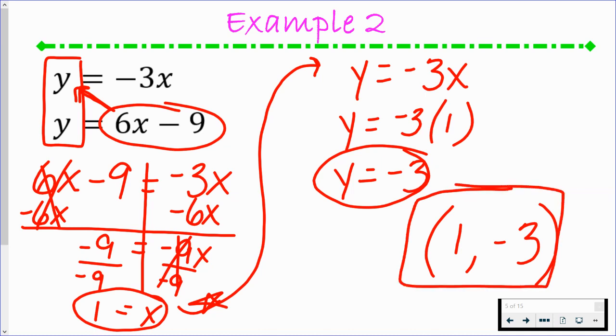So again, that tells me that if I was to pull out a coordinate graph and plot these two equations, they would intersect at (1, negative 3). So with both of these so far, we've seen a one-solution situation. So (1, negative 3) is the only point that these two equations will intersect at.